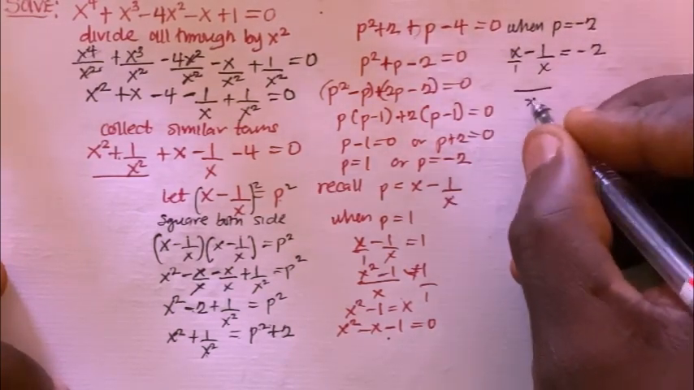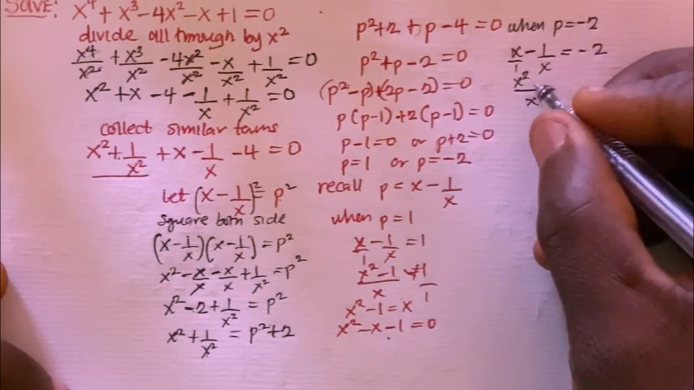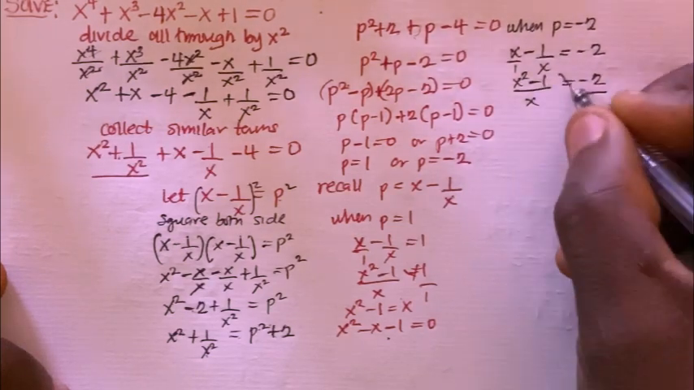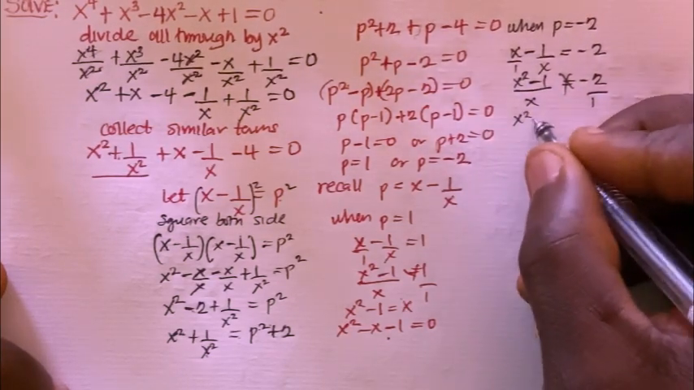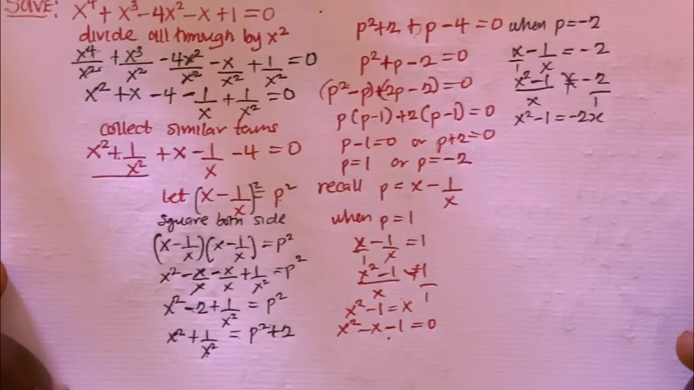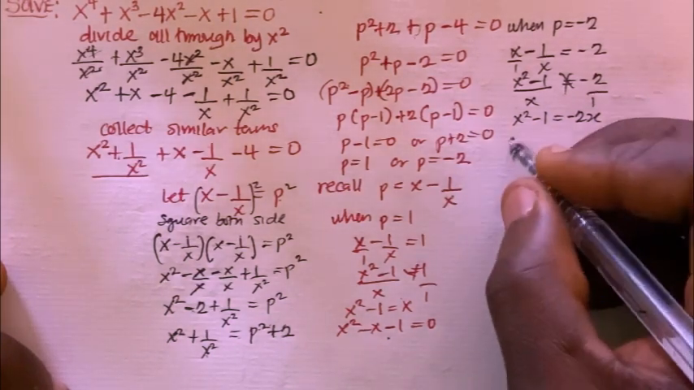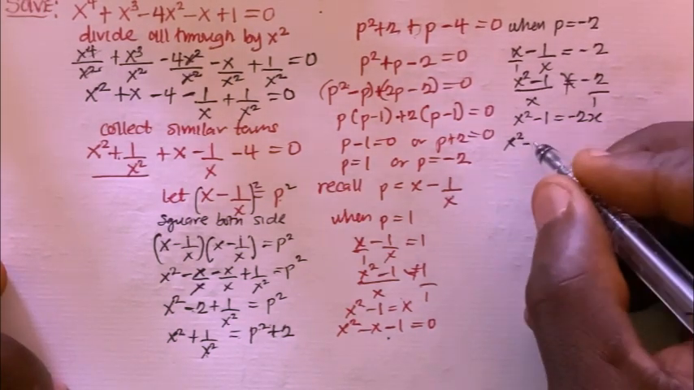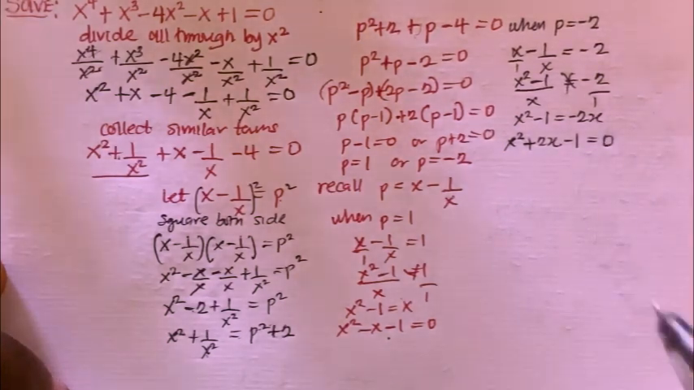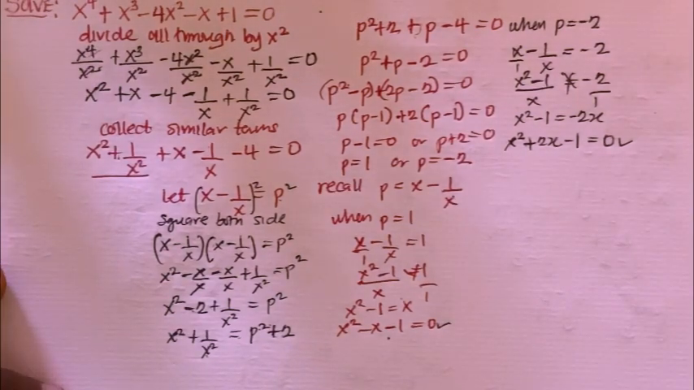Then you can just divide by x. Here you're going to have x squared, then this cancels this, and you're going to have minus 1 equals minus 2. So cross multiply here, you're going to have x squared minus 1 equals minus 2x. So what we're going to do now is x squared plus 2x minus 1 equals 0. The same thing, we are going to solve this using the quadratic formula.